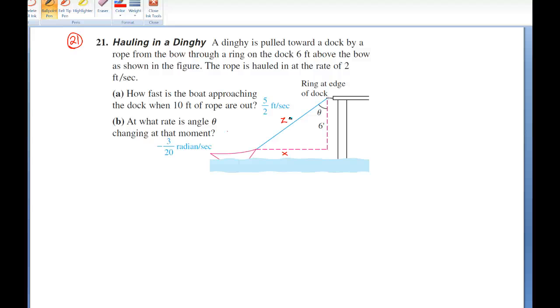How fast is the boat approaching the dock when 10 feet of rope are out? Z is 10. So when Z is 10, we want to know dx dt. At what rate is the angle theta changing at that moment? That's a different question. We know y equals 6, Z is 10, and since the rope is hauled in, dz dt is negative 2 feet per second. Negative because it's pulled in.